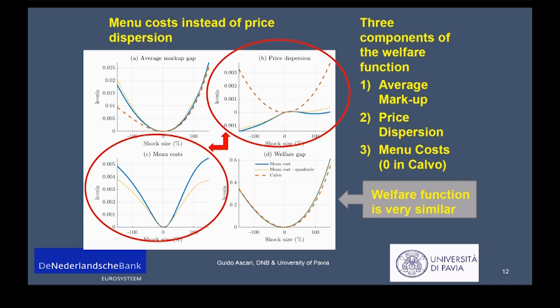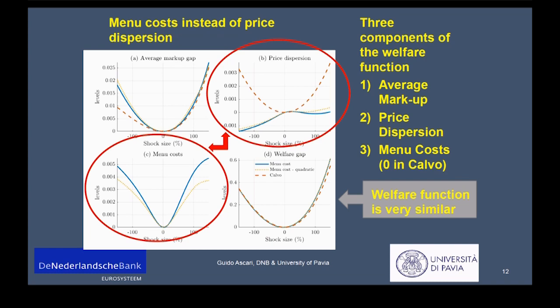The other thing is that this is a bit messy because it was supposed to be animated, but anyway, there are three components of the welfare function. As Anton said, there is average markup and price dispersion. These are still there also in the Calvo model. In this model, there's a third component more, which is the menu cost. But if you look at the total welfare function, which is here, they look very similar. So if I use the Calvo model, I use the same welfare function, done. I'm pretty much there. Actually, I'm very much there.